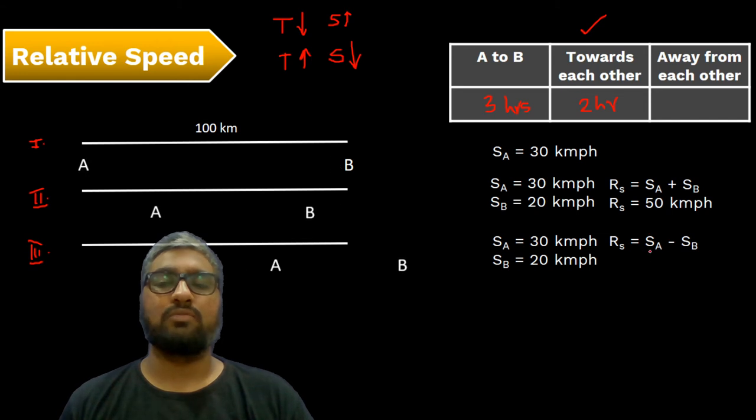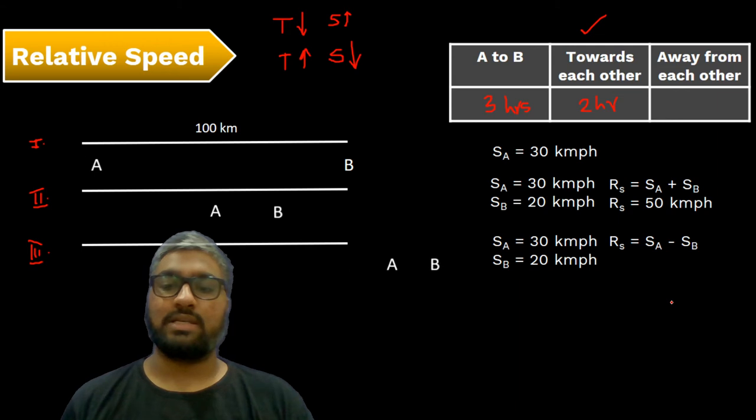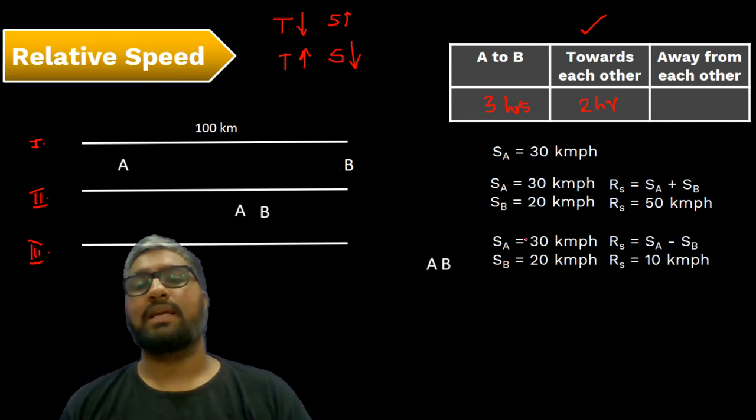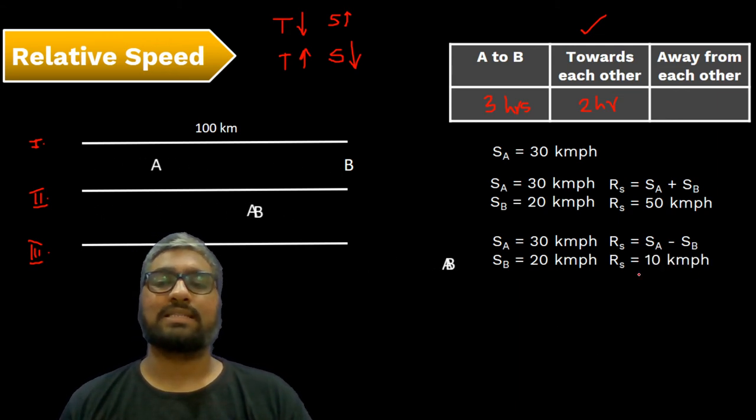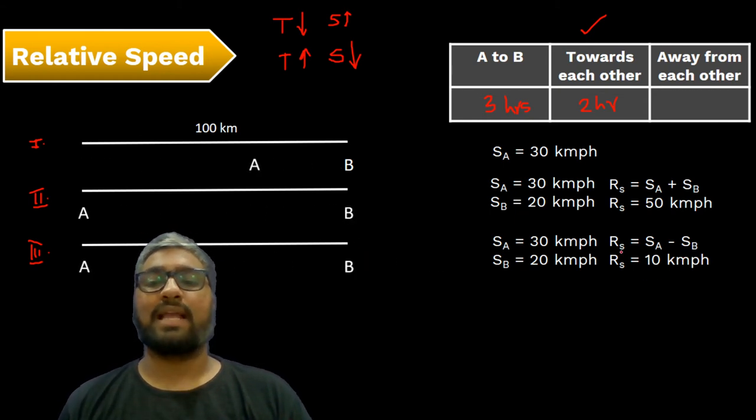Difference of the faster moving body with the slower moving body. So here, what will happen to the relative speed? 30 minus 20 kilometers per hour, which is 10 kilometers per hour. So 100 kilometers to be covered at 10 kilometers per hour. How long would it take? 10 hours.